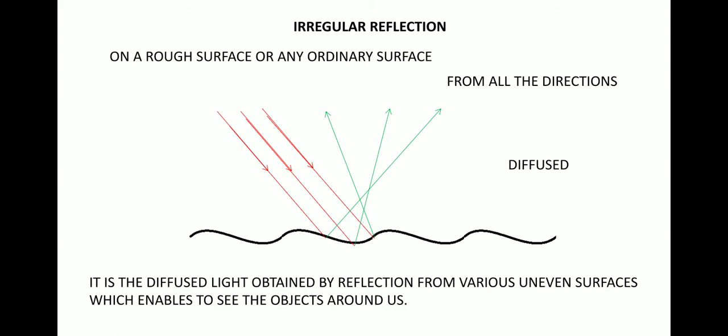If anyone asks you what the importance of irregular reflection or diffused reflection is, you can say that because of this diffused reflection we can see the things around us. If it were only regular reflection, then the light would be seen only from a particular point or direction. So diffuse reflection has this importance: the light makes us see the things around us properly.